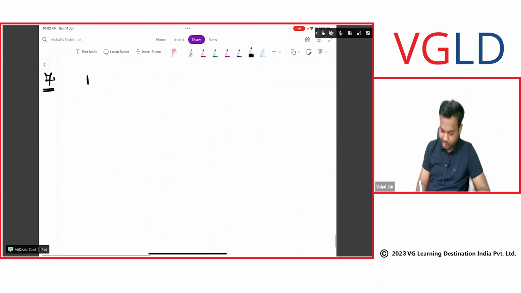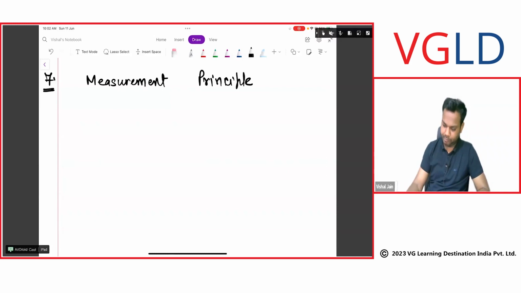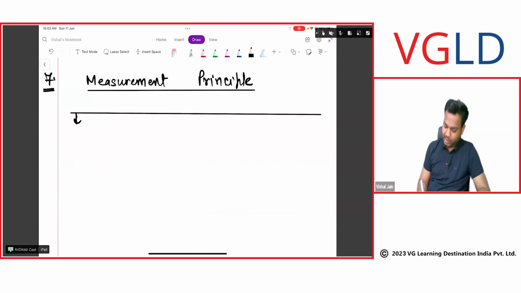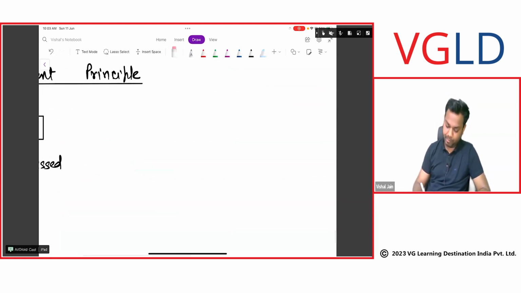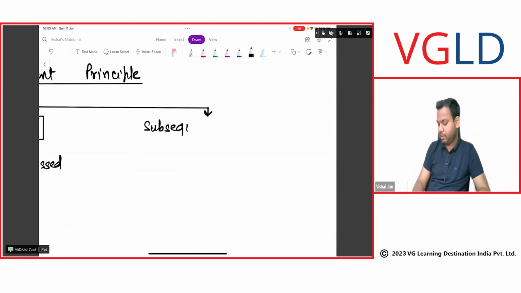Again, comes measurement principle. As we discussed so far, the measurement principle is of two types: initial measurement, which we already discussed and which I'm not discussing again, and now comes the next point, subsequent measurement.